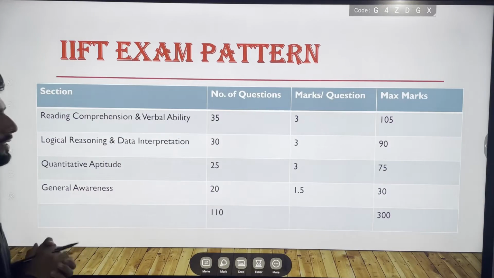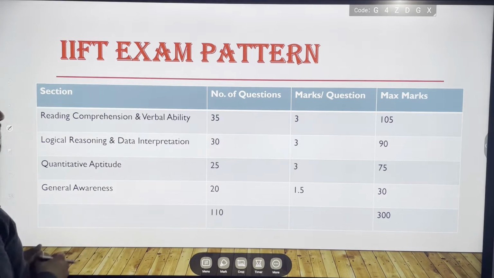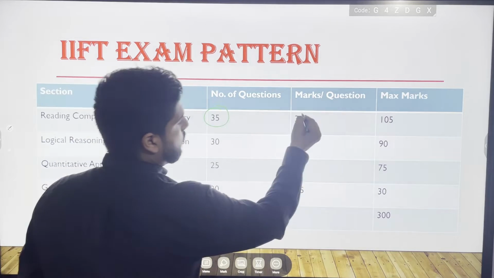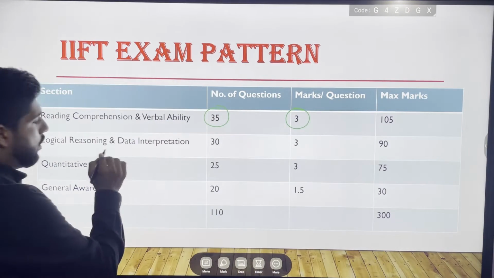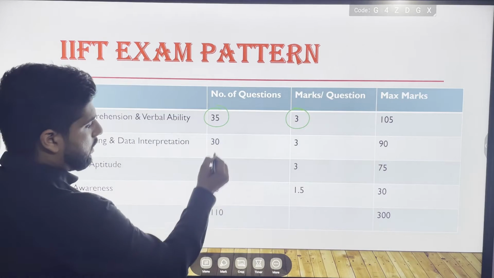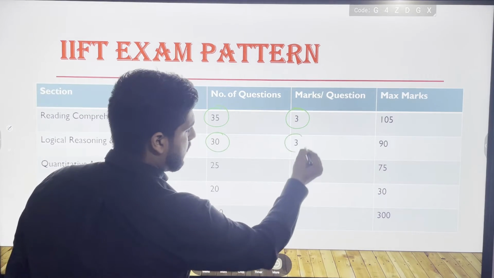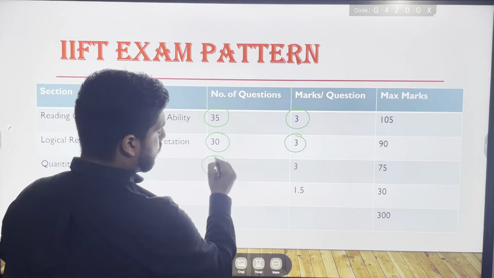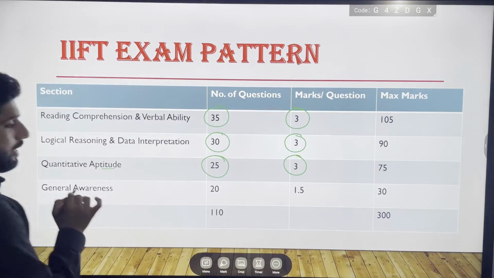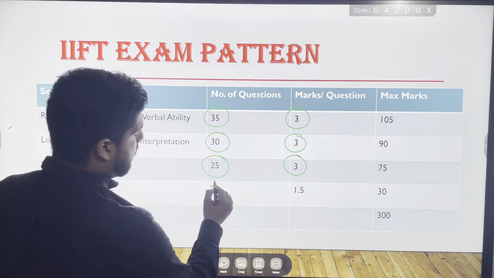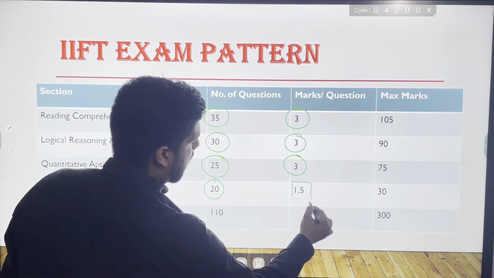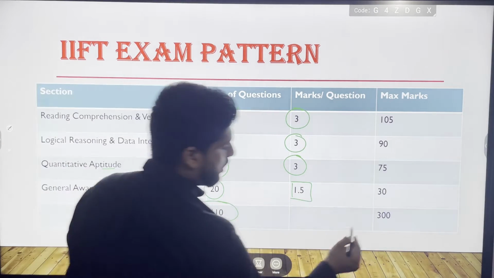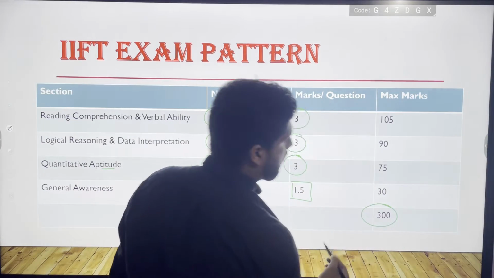Now regarding the exam pattern, in reading comprehension and verbal ability, there will be 35 questions of 3 marks each. In logical reasoning and data interpretation, there will be 30 questions of 3 marks each. In quantitative aptitude, there will be 25 questions of 3 marks each. And in the general awareness, there will be 20 questions of 1.5 marks each. So totally, there will be 110 questions, the paper consisting of 300 marks.